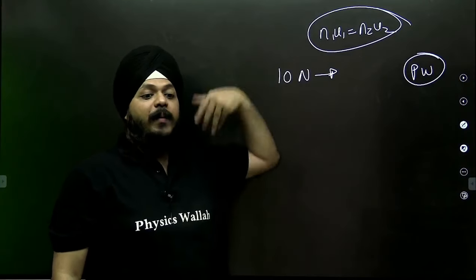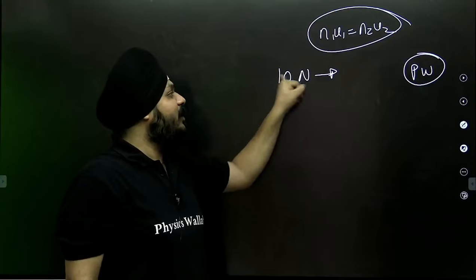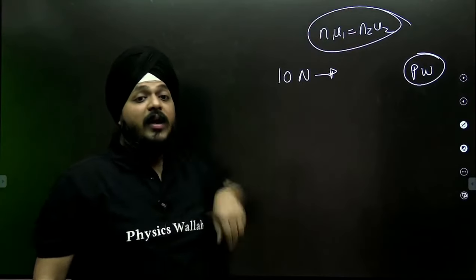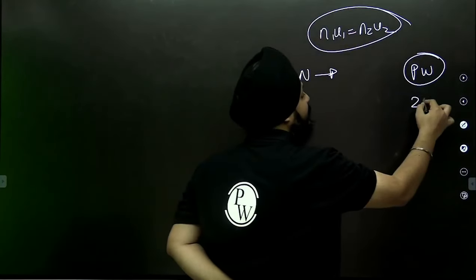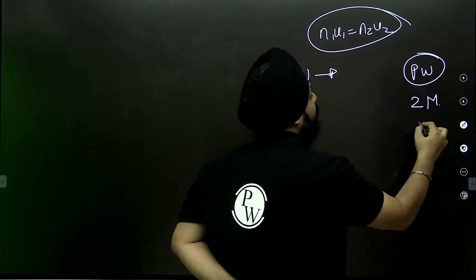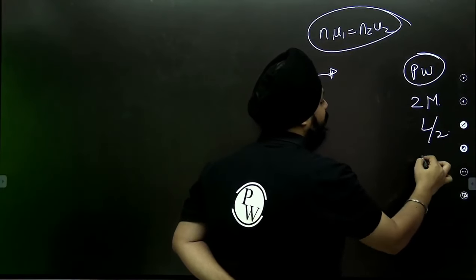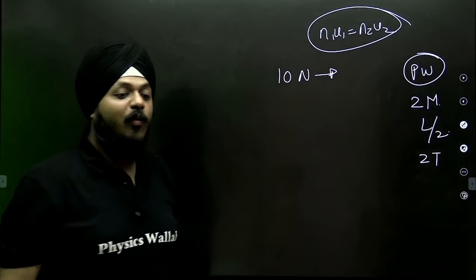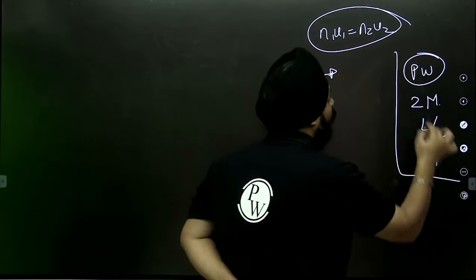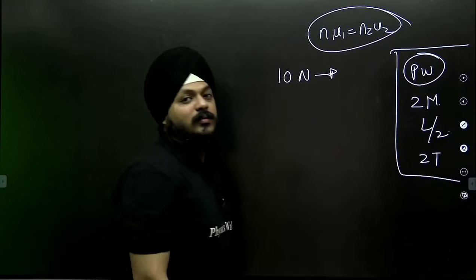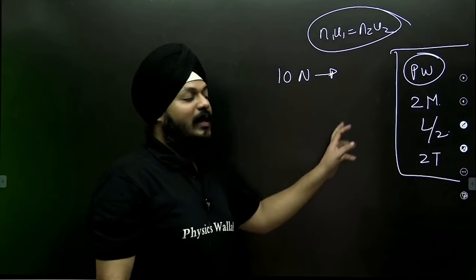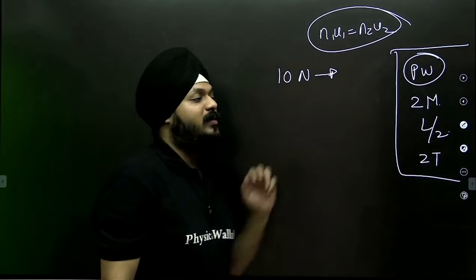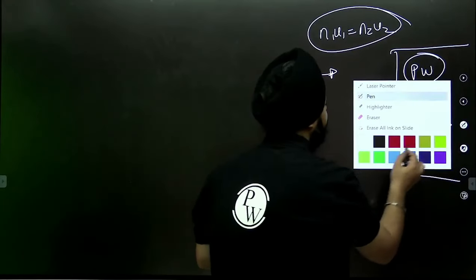Unit of an imaginary unit system. 10 Newton, I have to convert this into this, where mass is double, length is half, time is twice. What are the new characteristics of the PW? Mass is double, length is half, time is twice. So in this case, how are we going to deal with this?